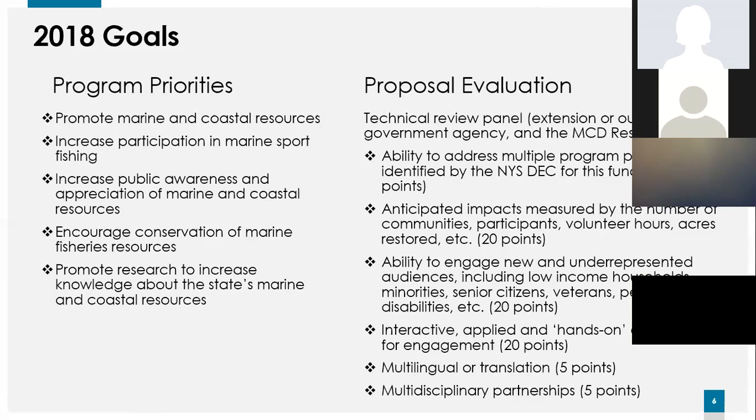Translation and multilingual: if people are doing signage or publications, they might do more than one language. That's a maximum of 5 points. And multidisciplinary partnerships, meaning that as an applicant you're bringing in other collaborators and partners. That carries a weight of 5 points.